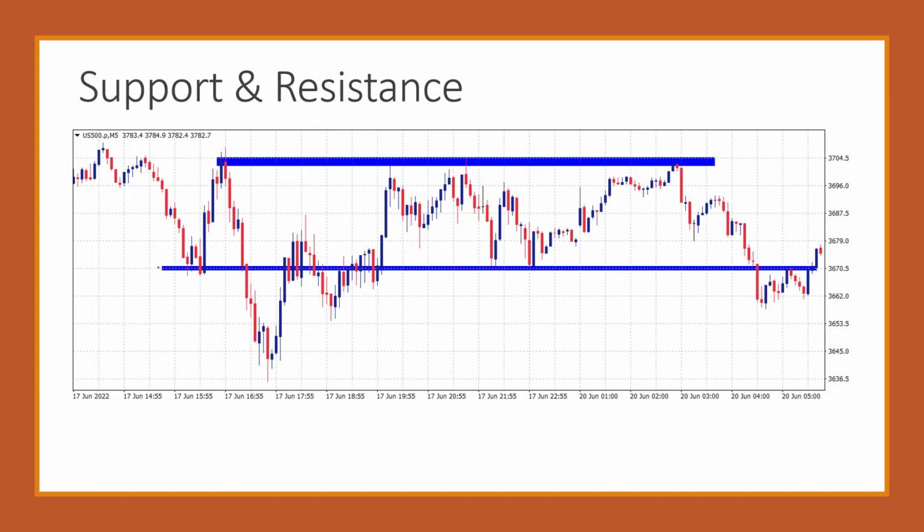Now, what a support or resistance level is, that's where you've seen the price testing that level on multiple occasions, and the price has reacted to that level on multiple occasions. So support is like the floor. It's where the price has come down and then bounced up, and then the resistance is like the ceiling. So the price has gone up and then bounced down.